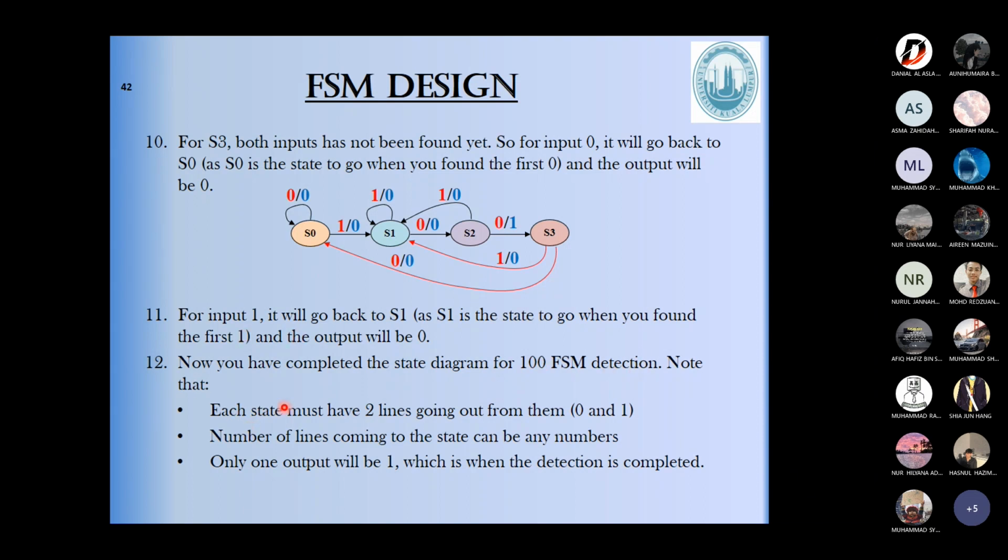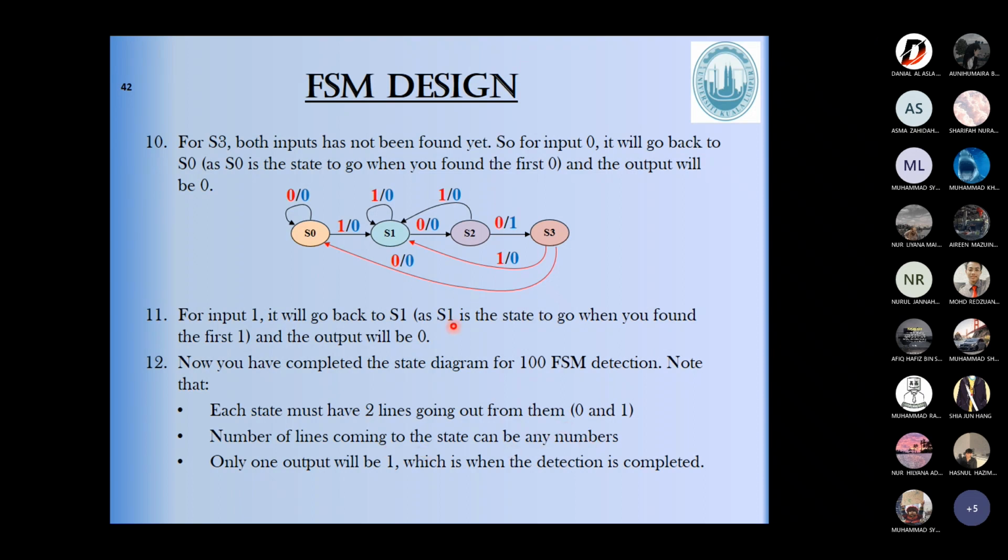Note that each state must have 2 lines going out from them. Okay, state 0. Satu line jumpa 1, satu line jumpa 0. State 1, this line met 0, this one met 1. State 2, this line met 0, this one met 1. State 3, this one met 1, this one met 0. Must have 2 output lines.